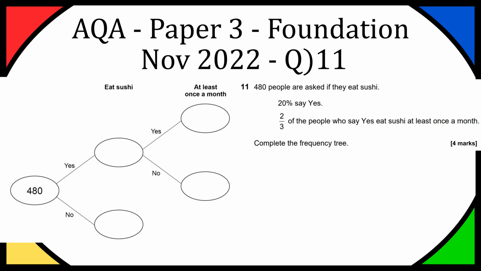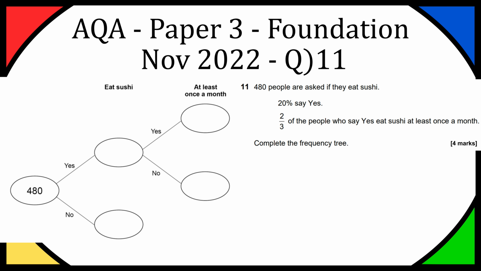So if 480 people, and then we have a yes or no, that's whether they eat sushi, and then of those that do eat sushi, we have a yes or no, and it says whether you eat it at least once a month. So let's start to fill this out. Now we're going to be using the fact that 20% said yes to eating sushi. We have 480 people, and we're going to times 480 by 20%.